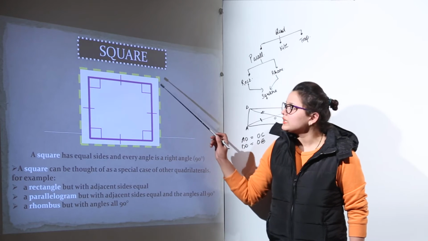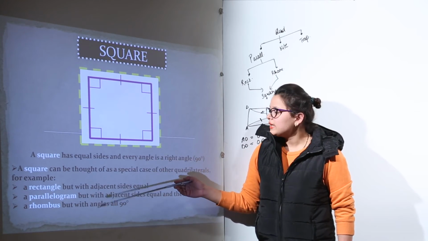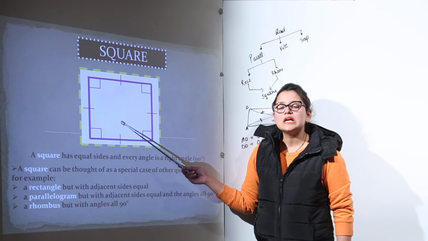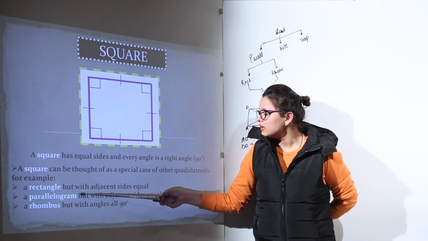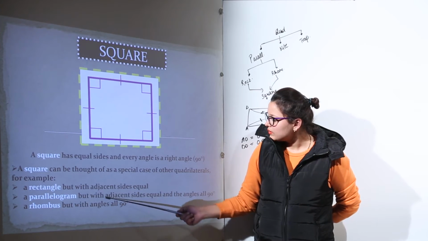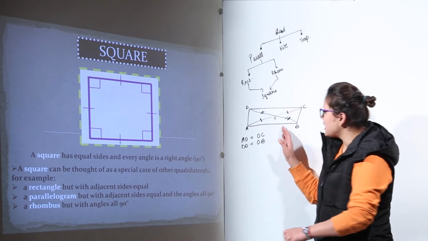How come can we take square as a special case of other quadrilaterals? Let's say we can consider it to be a type of rectangle. How can it be a rectangle? It is a rectangle but with adjacent sides equal. Now let us make a rectangle first, as we have made.